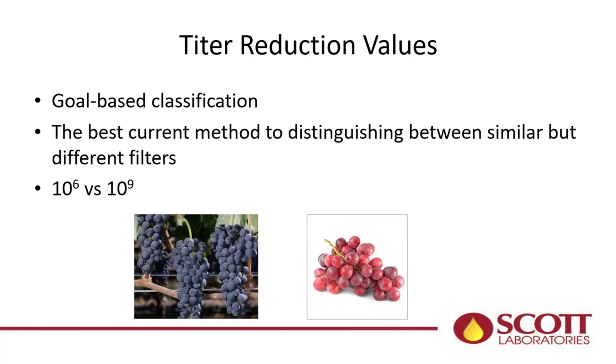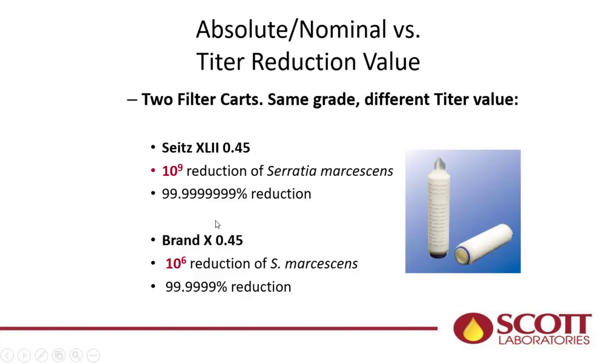And this is where, if you order a filter cartridge from Scott Labs, it's a 30-inch cartridge, it's about $300. And there may be a competitor that has one for $150 and they say it's the same thing. You need to look at the titer reduction values. And if you look right here, this is looking at different retention of a known microorganism. So 10 to the 6th versus 10 to the 9th reduction. We'll look at that right here.